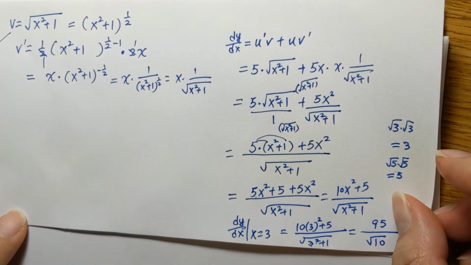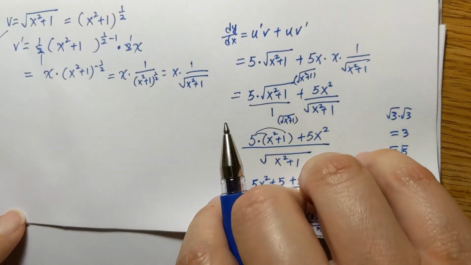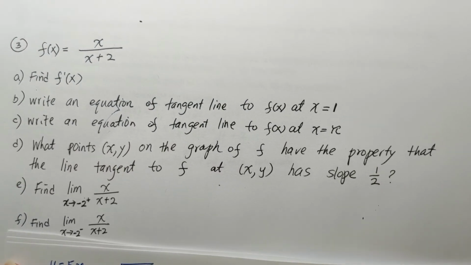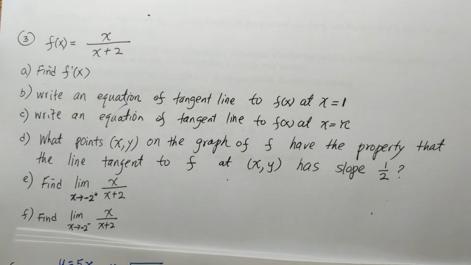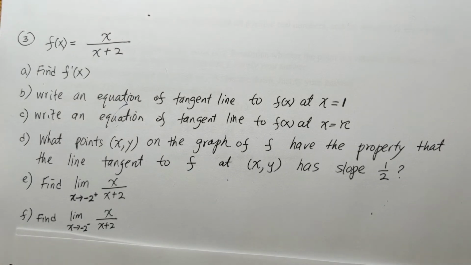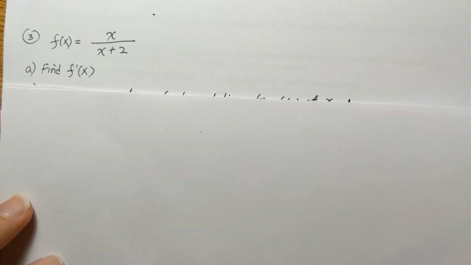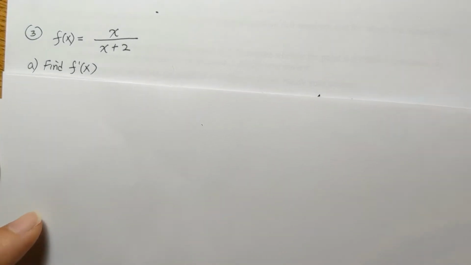So we finished question number 2. Let's go to question number 3. Number 3. Let's take a look at part A. Part A says find the f prime of x.